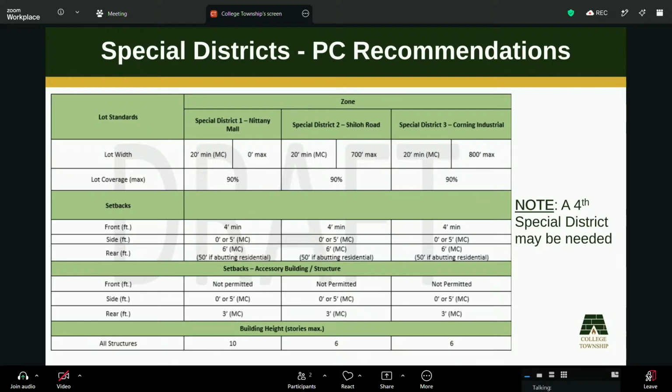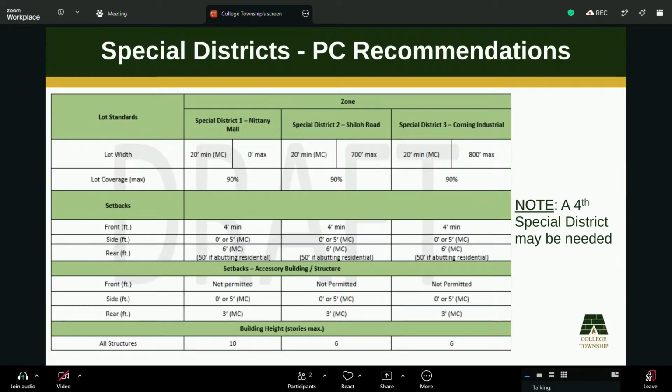You went with 5 stories in the mixed core as the maximum height. So my suggestion for council to consider would be that 5 stories should be the max in Shiloh and Corning.